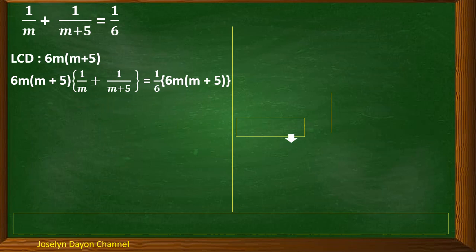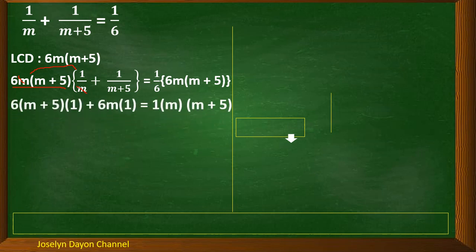So 6m times quantity of m plus 5 will be multiplied to 1 over m. So we can divide the common factor we have here, m and m. So the remaining terms are 6 times quantity of m plus 5 times 1. Next, 6m times quantity of m plus 5 will be multiplied to 1 over m plus 5. We can also divide the common factor, which is quantity of m plus 5 and quantity of m plus 5. So the terms that are left are 6m and 1. So that's why we have here 6m times 1.